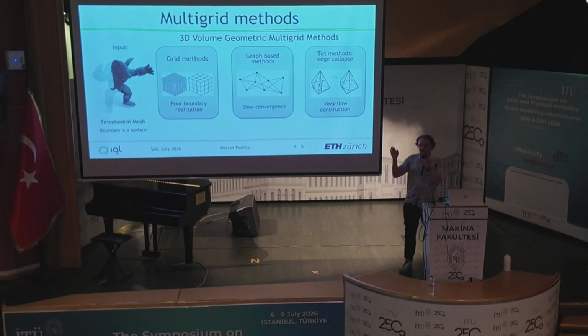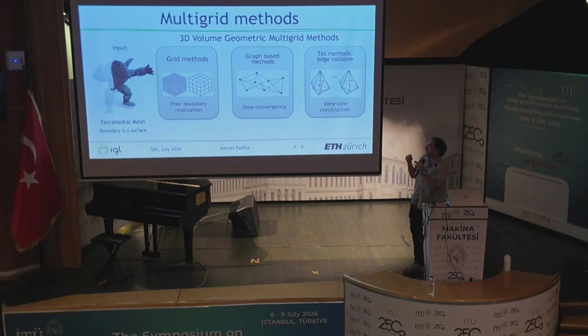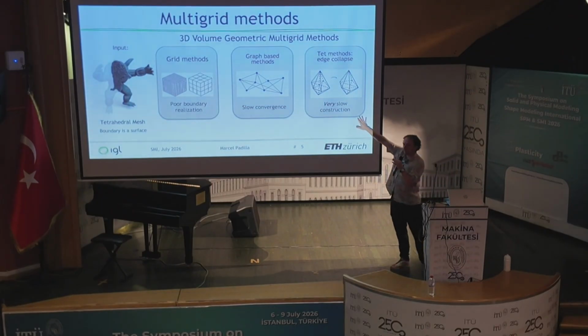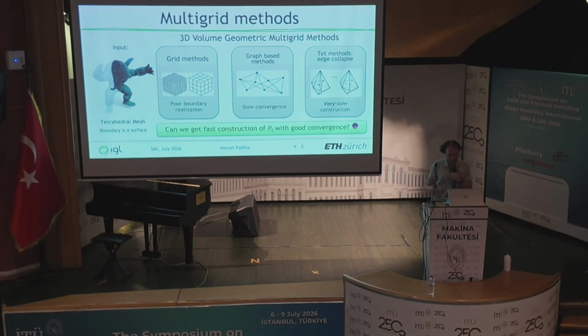The problem is that they work mostly on edge collapsing and then repairing the broken tetrahedra that you get once you collapse. And we do not compare against them because they take hours for the meshes we are trying to use, while we are trying to build the prolongation and solve it within seconds. So what we want is fast construction of prolongation matrices and good convergence.